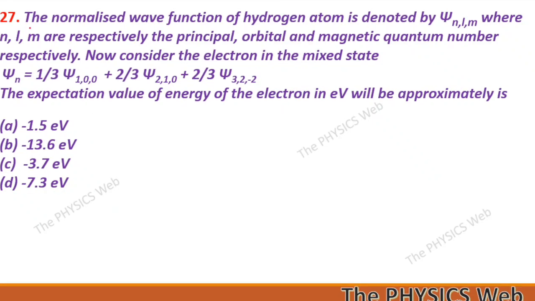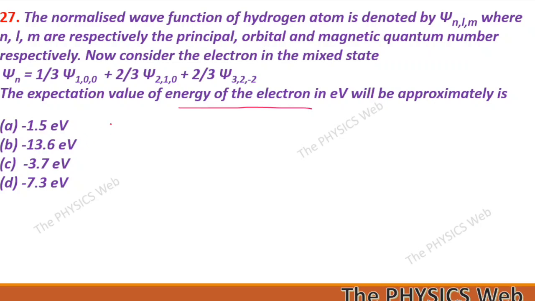Number 27. The normalized wave function of the hydrogen atom is denoted by psi n l m, where n, l, m are respectively the principal, orbital, and magnetic quantum numbers. Now consider the electron in the mixed state. The expectation value of the energy of the electron will be approximately.